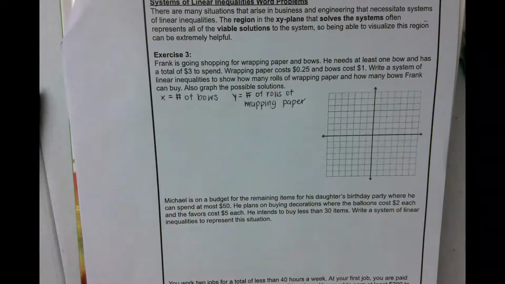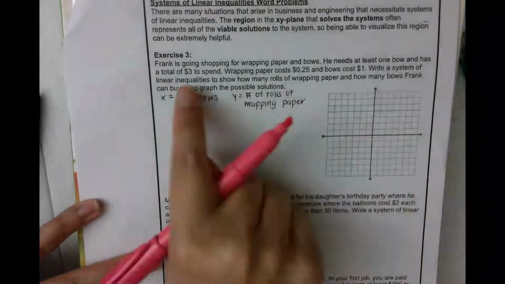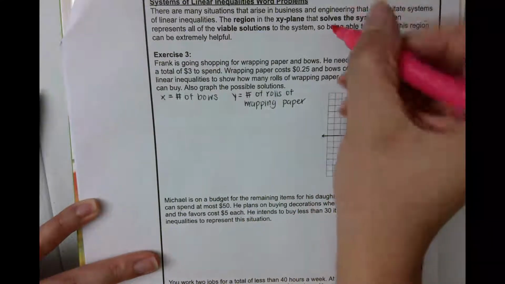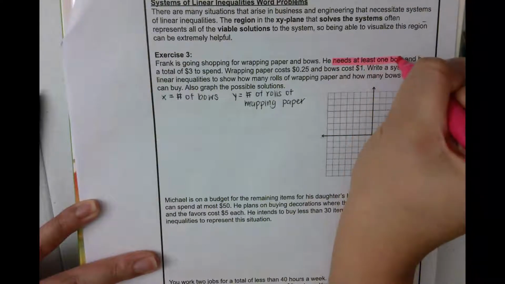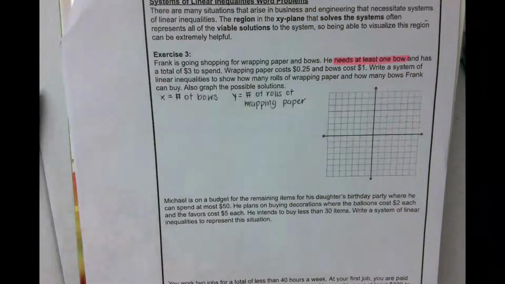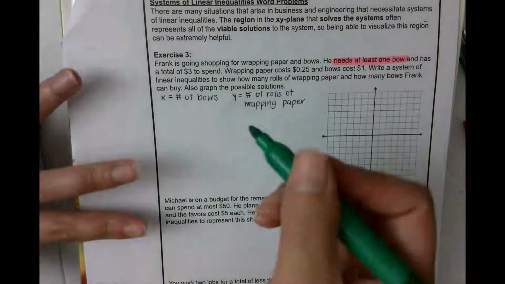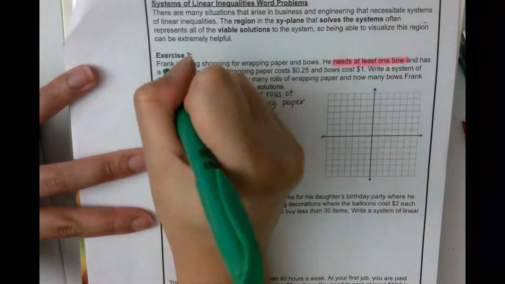So now we're going to write our inequalities. We're going to look at the totals and things like that. Here, I know that he needs at least one bow, so this is a total. And then the other thing I know is that he has a total of $3 to spend. This is my other total.